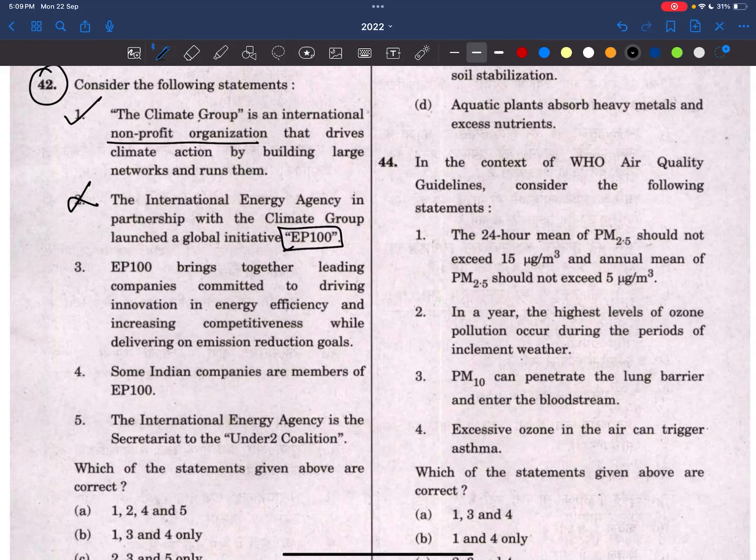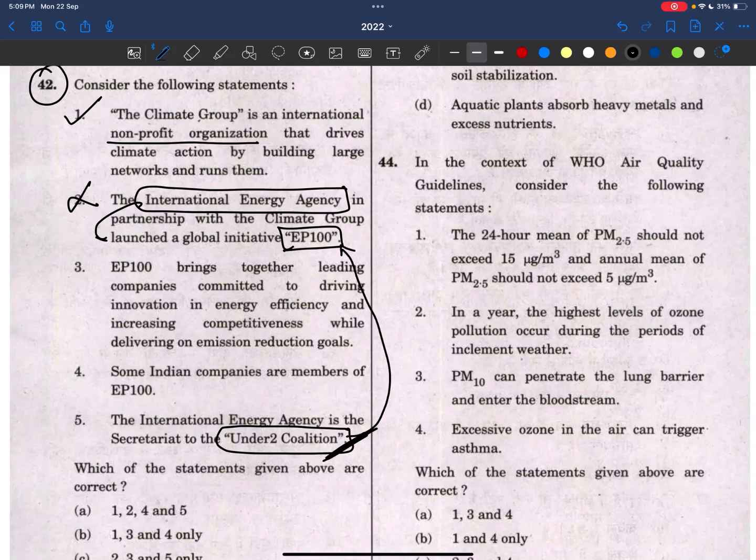Okay, this Climate Group is the Secretariat for Under2 Coalition. Under2 Coalition we have seen in one UPSC question, right? If we had read that Under2 Coalition is in PYQs, and I have to read about this, the person who read about it would definitely have answered the question correctly, because see, this agency is there in partnership with Climate Group. It is not in the initiative. This Climate Group is the secretariat of Under2 Coalition, and this has initiated this project EP100.